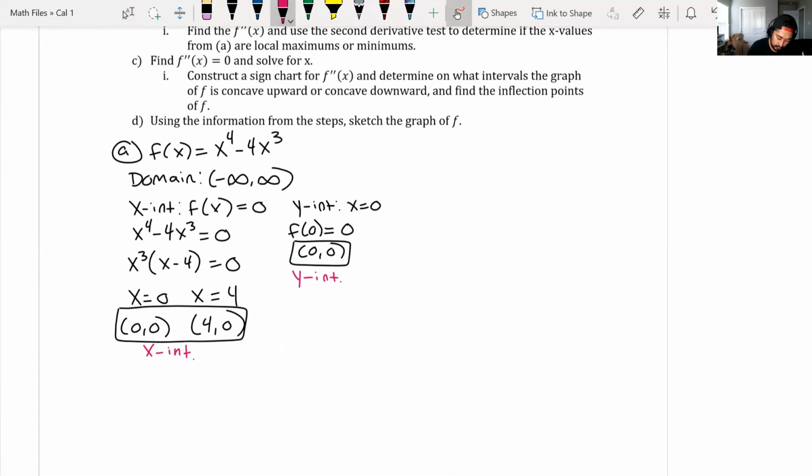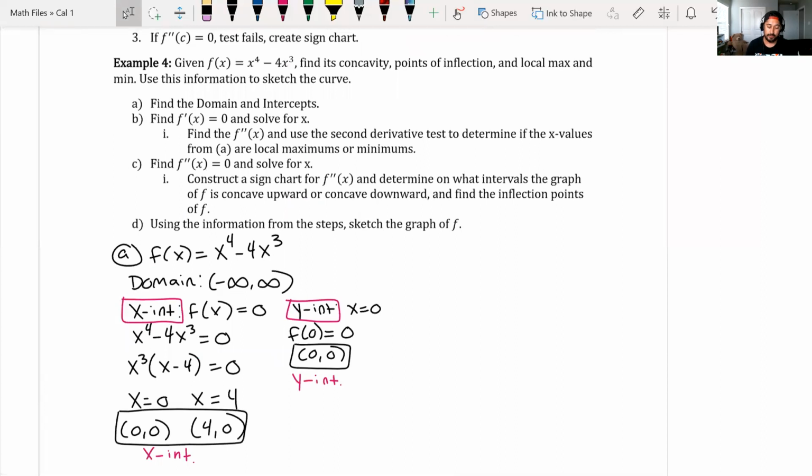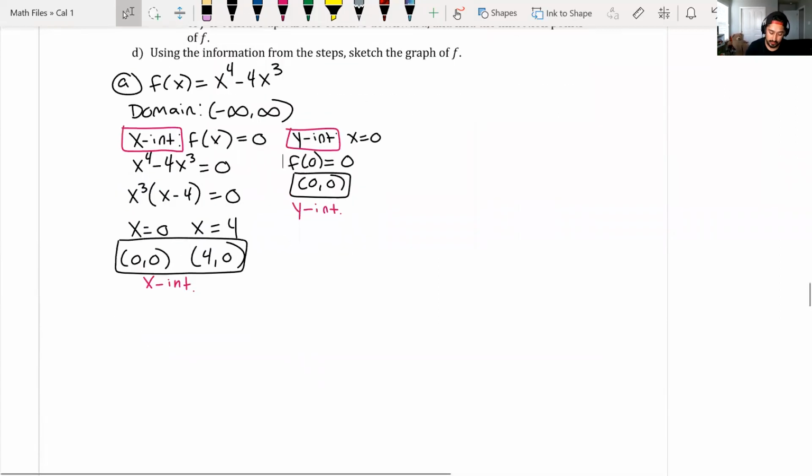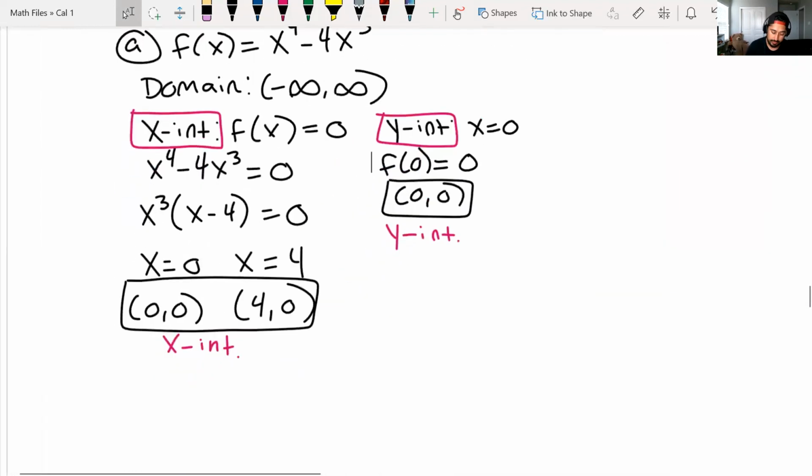Here it's not colorful, so there you go, to separate them. Okay. B, find the max and minimums. Ooh. So that means everything we learned so far. Take the derivative, find critical numbers, plot them on a sign chart, test, find max and mins. So we know how to do that, okay? So here comes B. B, find max and mins.